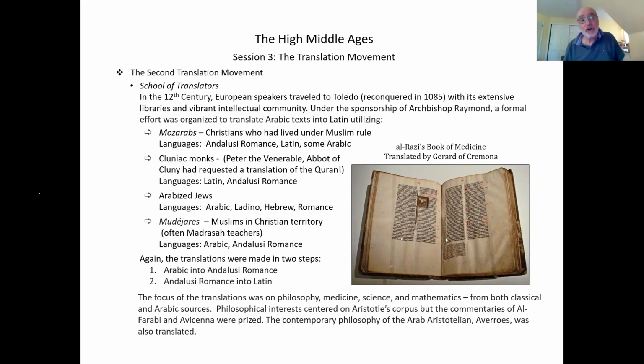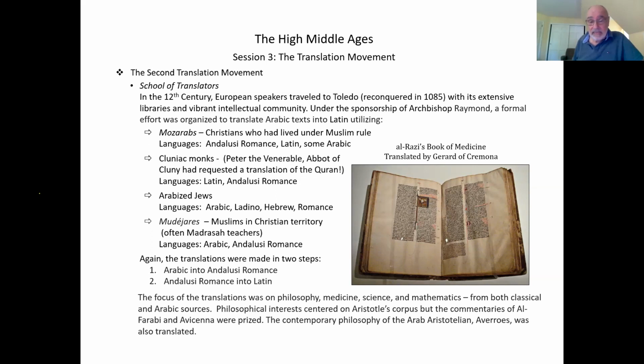And they started making translations for the School of Translators, usually again in two steps: Arabic into Andalusi Romance, and Andalusi Romance into Latin. Now, of course, there were translators that went directly from Arabic to Latin, but these would have been very senior scholars who knew these languages. Much as in the first translation movement, there were people who probably went from Greek right into Arabic.